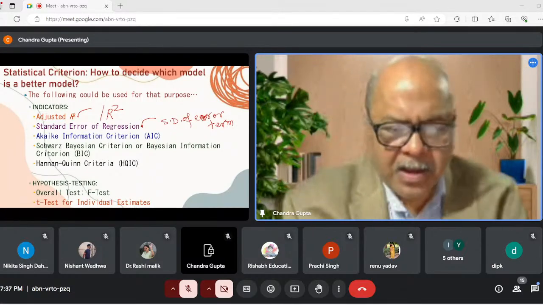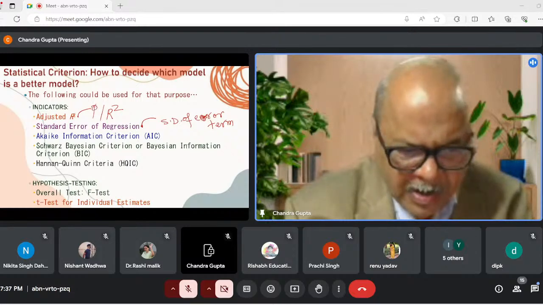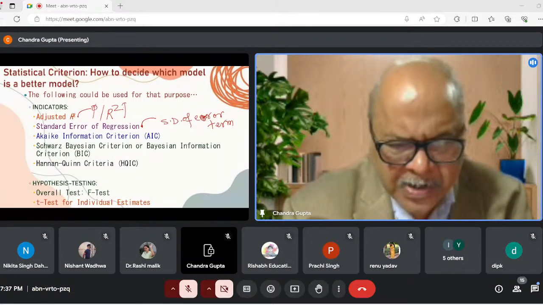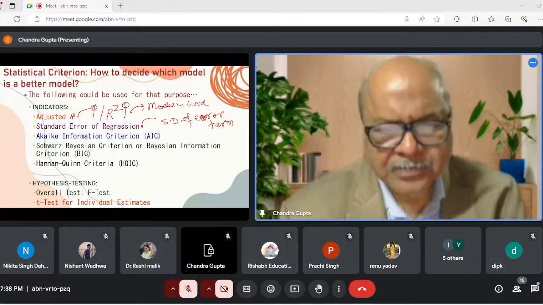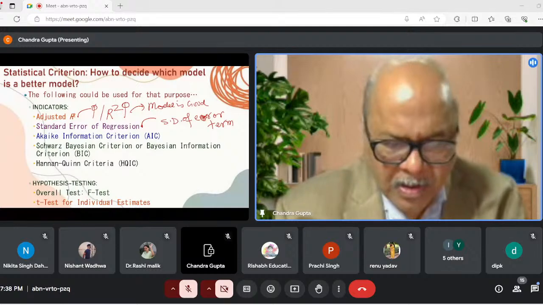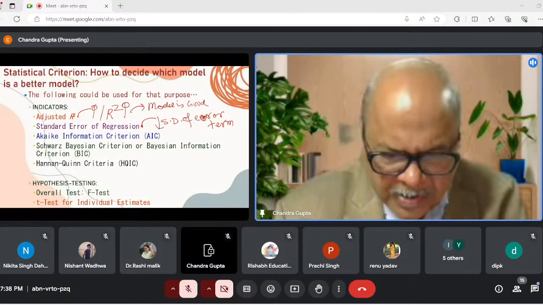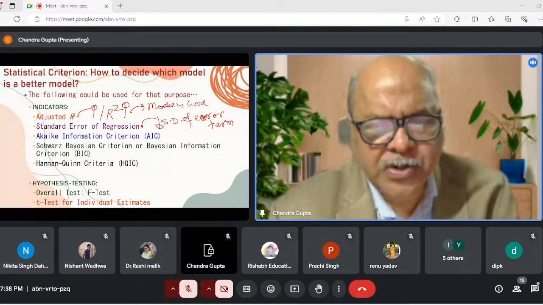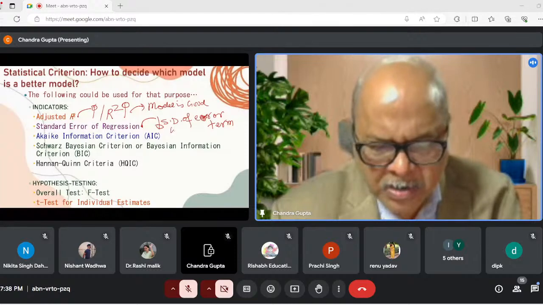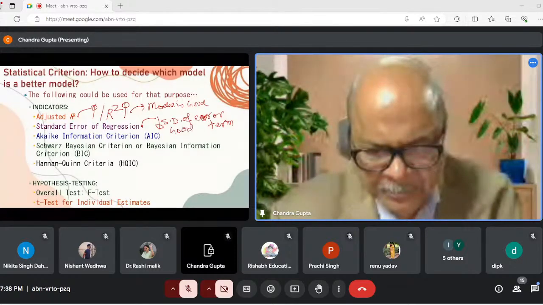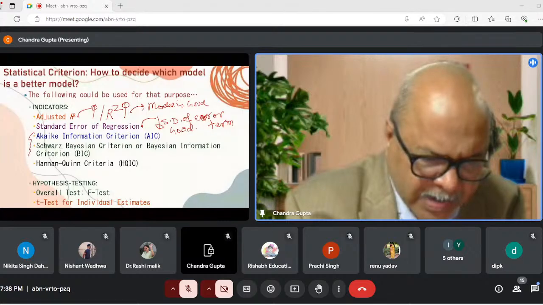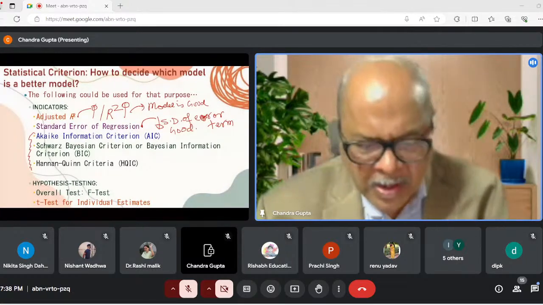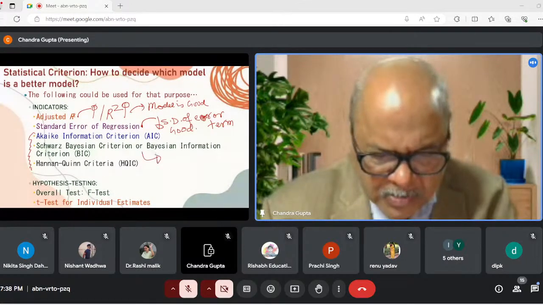Okay, higher adjusted R square, that means model is good. Lower the standard error of the regression or lower the standard deviation of the error term, model is good. Then we also have what is called information based criteria, and they are based on the concept of loss of information.